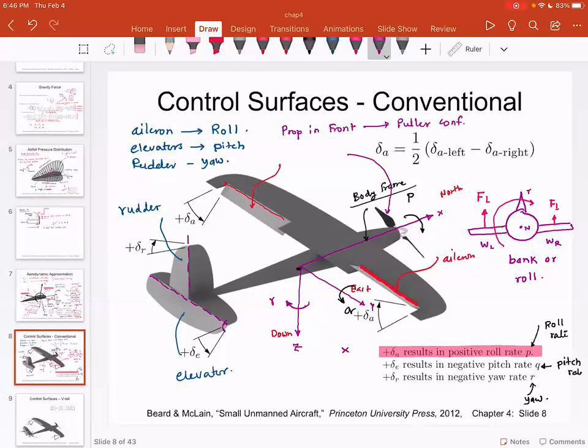If you are into RC planes and into acrobatic maneuvers of RC planes, I would encourage you to go and take a look at YouTube. You will see those RC planes doing very complex maneuvers. And in those cases, you will see these ailerons and all these control surfaces going through large deflection. Does that answer your question, Ghazi?